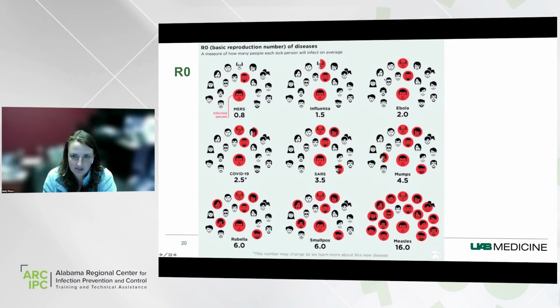You can see MERS and Ebola here, two infectious diseases that thankfully are not here in this country. SARS, thinking back to the initial SARS outbreak of the early 2000s. And then here we have COVID-19. With each sick person with COVID-19, and there's an asterisk here because this is changing, and I'll show you how this has changed with Delta in particular, initially it was about 2.5 people as compared to the influenza 1.5.